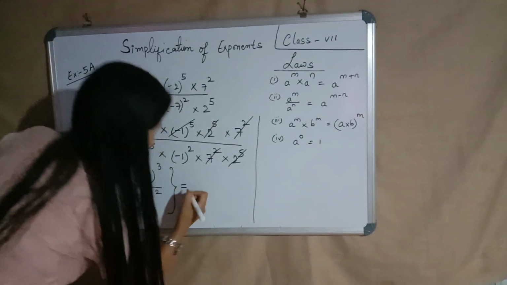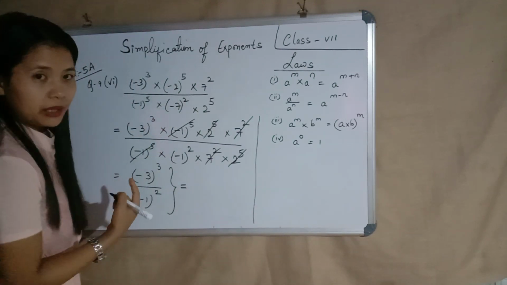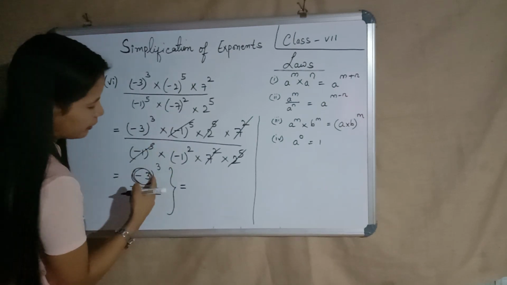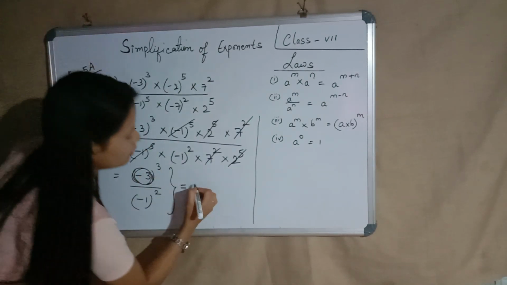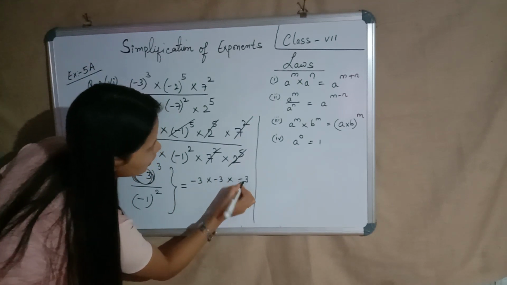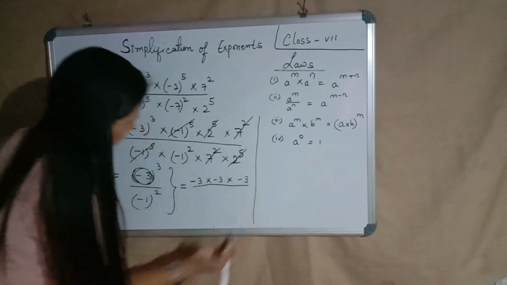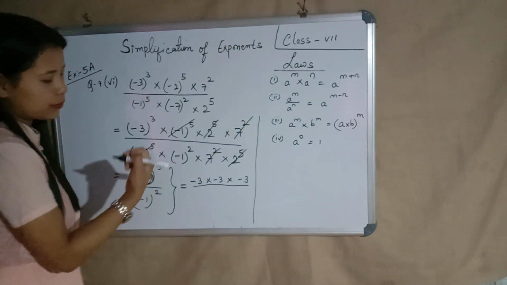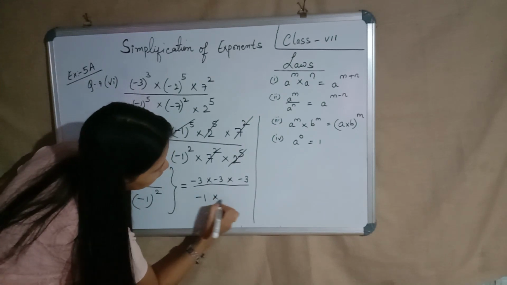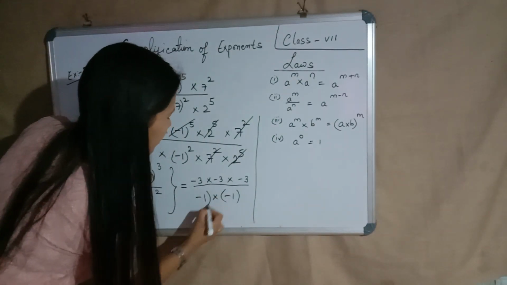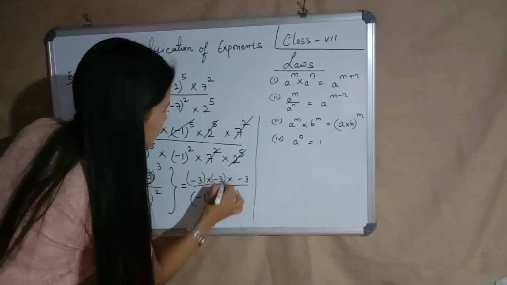So that is equal to minus 3 raised to the power 3. The number here is the base, yes? So this minus 3 is multiplied 3 times. So this is minus 3 into minus 3 into minus 3, divided by, the denominator here is minus 1 raised to the power 2. So that is minus 1 multiplied 2 times, okay? So let me put this in brackets so that it will be easier for you to understand.